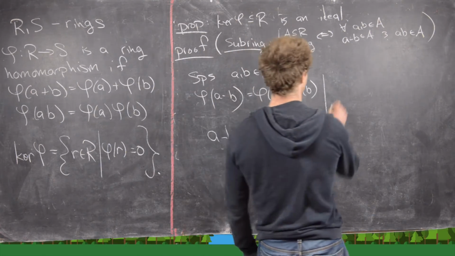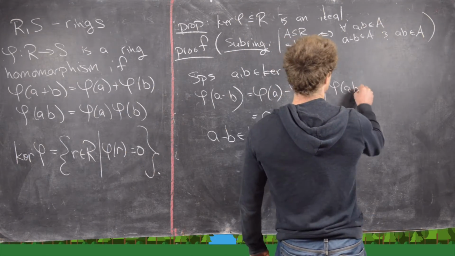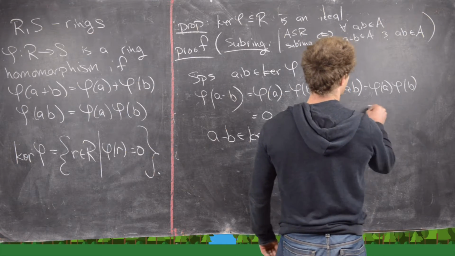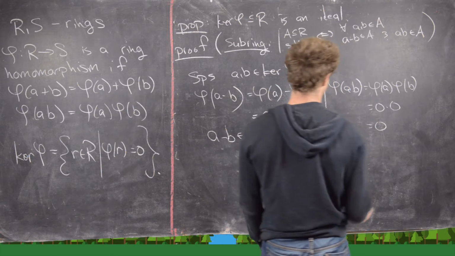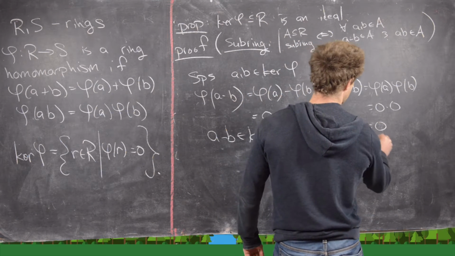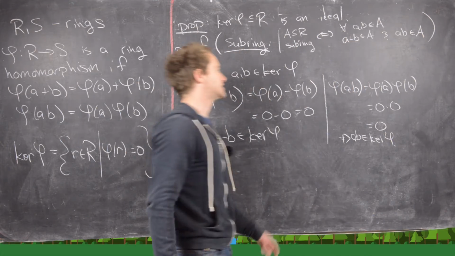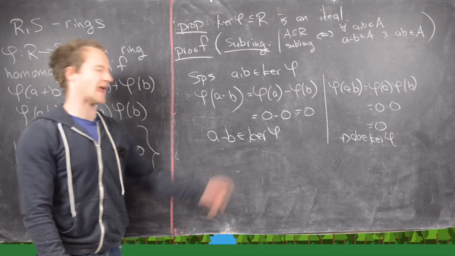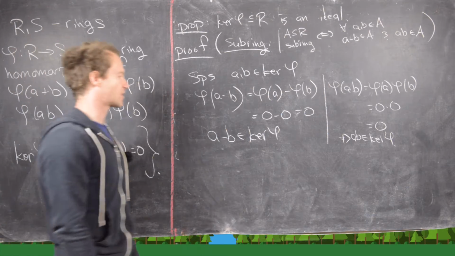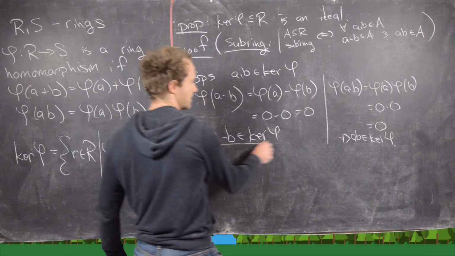Now let's also notice that phi of a times b is the same thing as phi of a times phi of b, which is 0 times 0, which is 0. But what that tells us is that a times b is in the kernel of phi. So we have this closure under subtraction and we have this closure under multiplication, which tells us that the kernel is a subring. Okay, great.